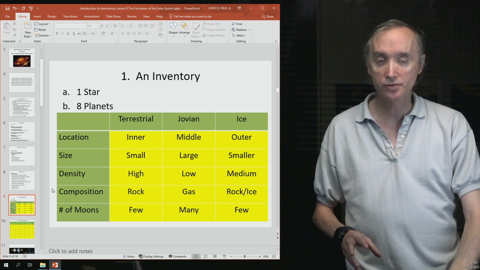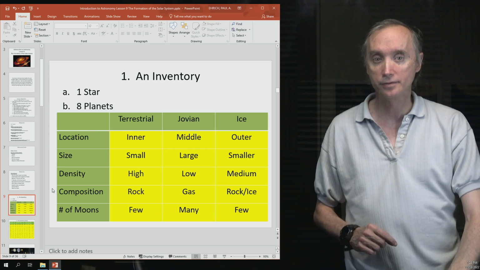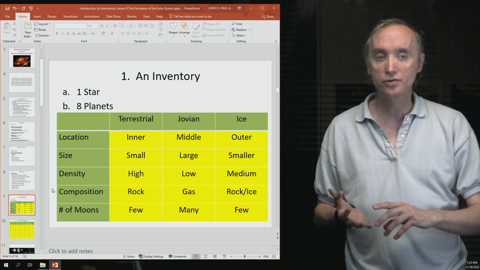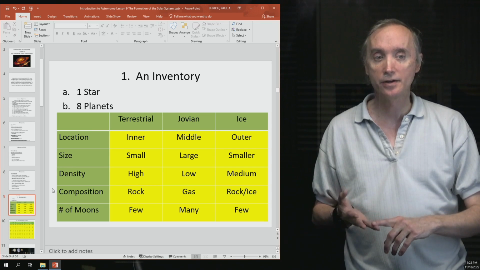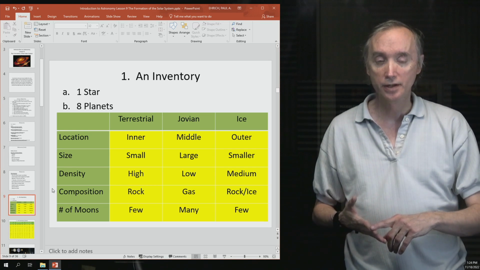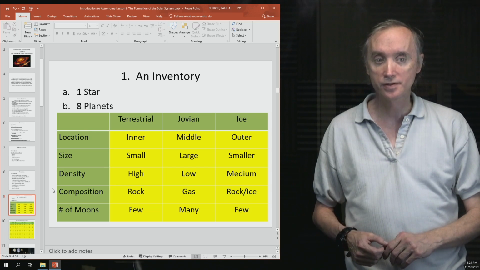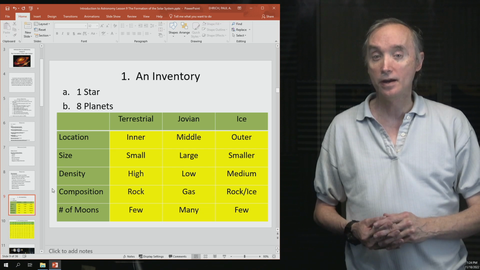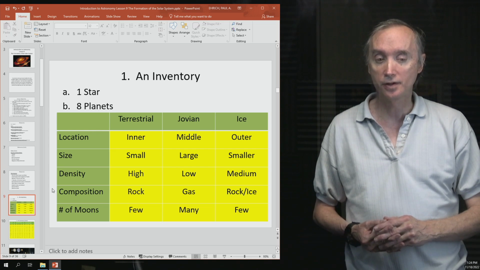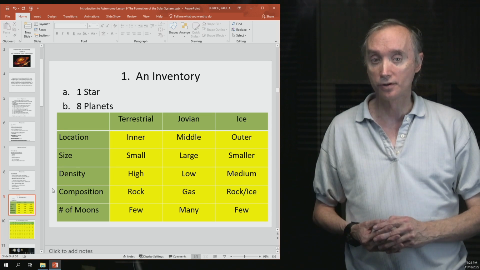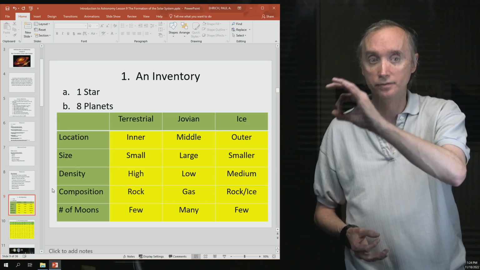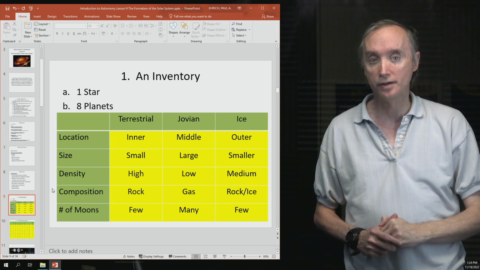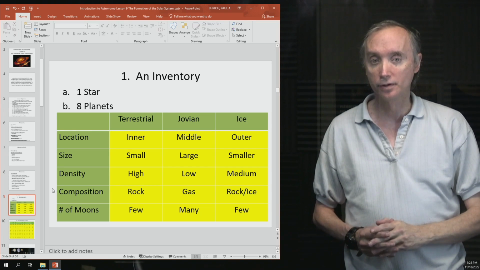Now let's compare this to Jupiter. Jupiter is a Jovian planet, and we're going to include Jupiter and Saturn and Uranus and Neptune in this category as being Jovian-sized planets. They're located in the middle part of the solar system. They are large, so that Jupiter, for example, is about 10 times larger than the Earth. You could take 10 Earths and put them side by side, and that would be the diameter of Jupiter.